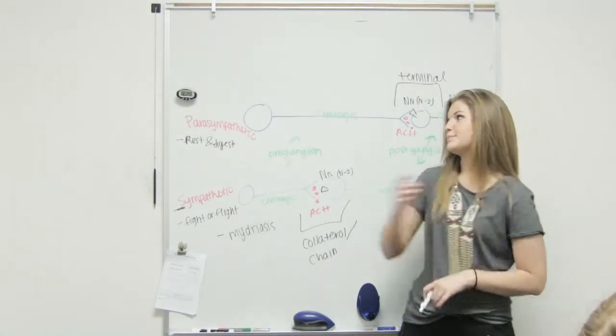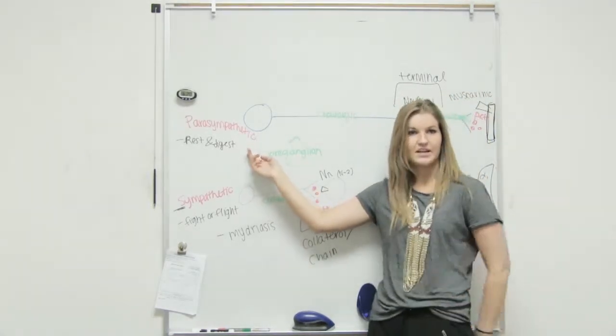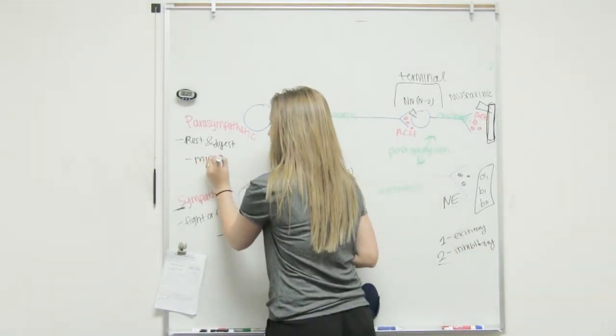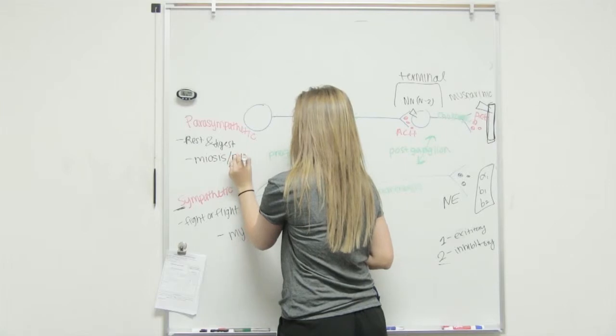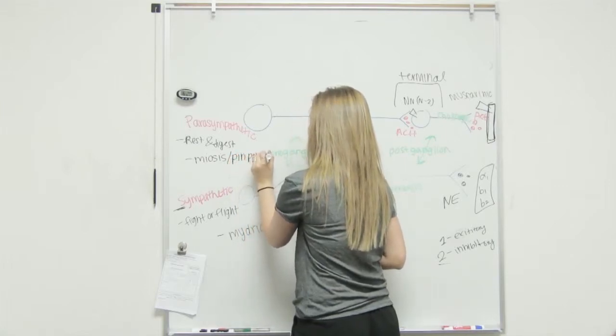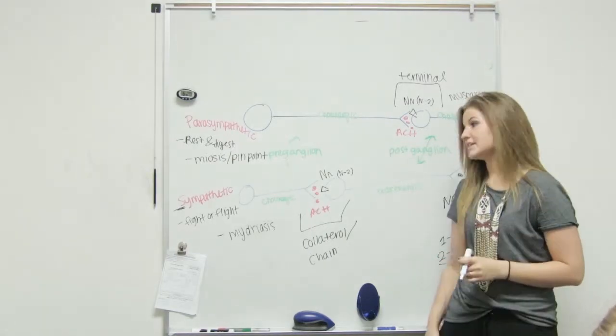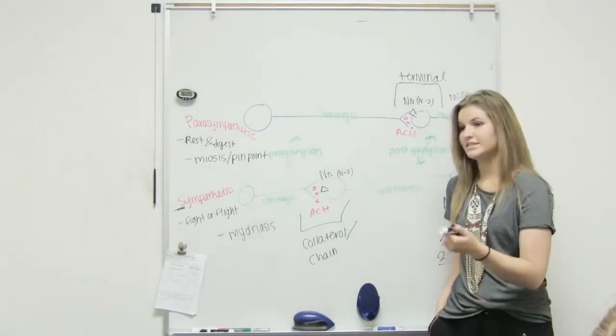Okay. Which means parasympathetic, if we're just sitting here studying, is miosis, right? Which is pinpoint. I think of miosis as a shorter word, so your pupils get smaller. That is a good one, yeah.